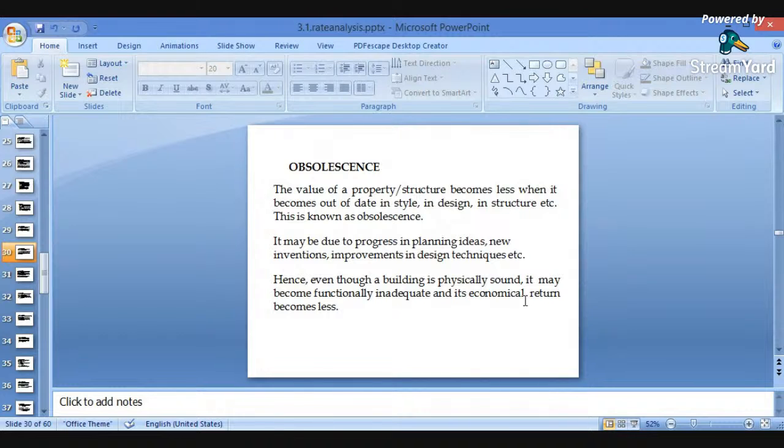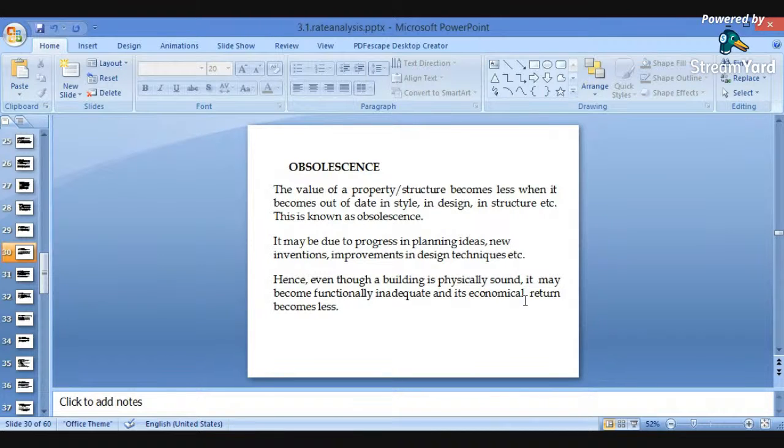Again, another most important term related with valuation is obsolescence. The value of a property or a structure becomes less when it becomes out of date in style, in design, in structure. As I've already said, the value of the property will decrease due to its obsolescence. Obsolescence is the word related with being outdated. The best example is the load bearing structures nowadays. All the load bearing structures have become outdated, so therefore the value of the property will be decreased.